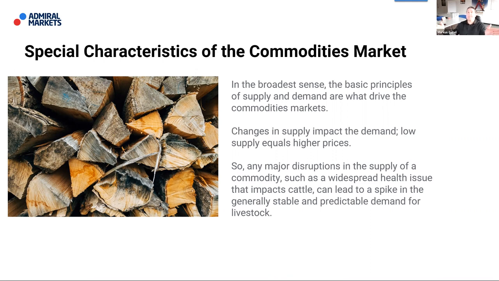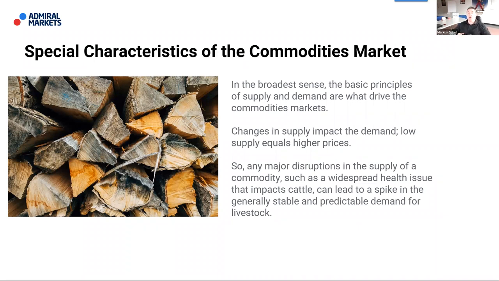Changes in supply impact the demand. Low supply equals higher prices. So we had, guys, we had no change. Can you hear me? Yeah. We had actually, back to William, there was no change in the supply of gold or demand. It was just based on the news. You cannot trade news properly. Get out of that. It's better to stay on the sideline. If you want to trade commodities, follow my advice here.